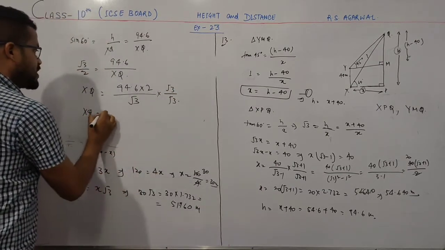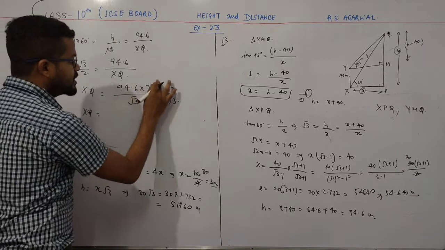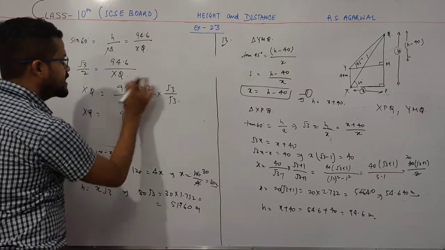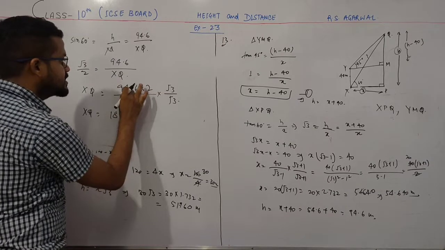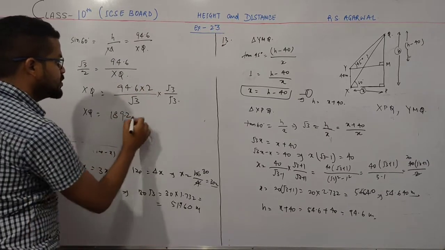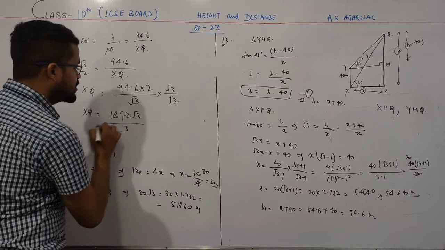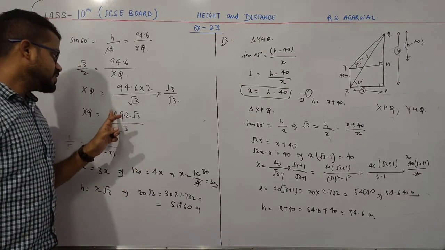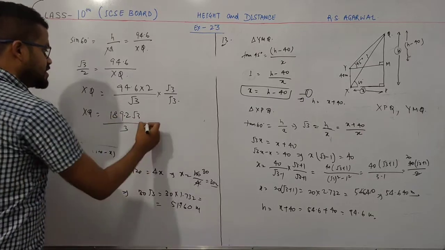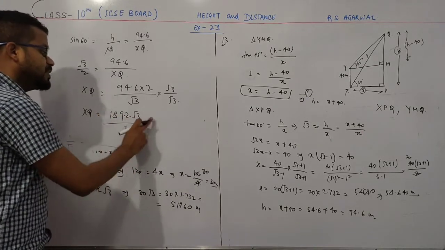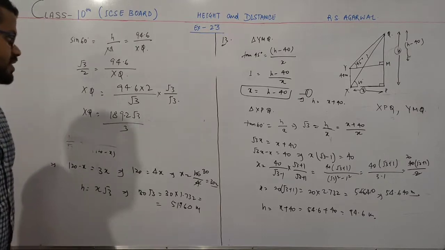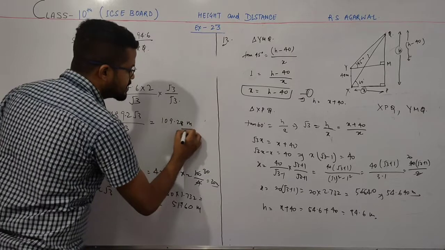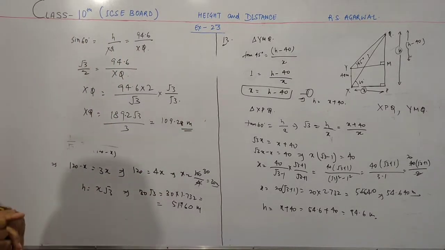So x cube is equal to 94.6 into 2: 6 2s are 12, 4 2s are 8, 9 2s are 18, and this is decimal. So 189.2 root 3 upon 3. Okay, so this is 213, 311, 9. This is the value 189.2 root 3 by 3. You get the value 109.28 meter. This is your answer.